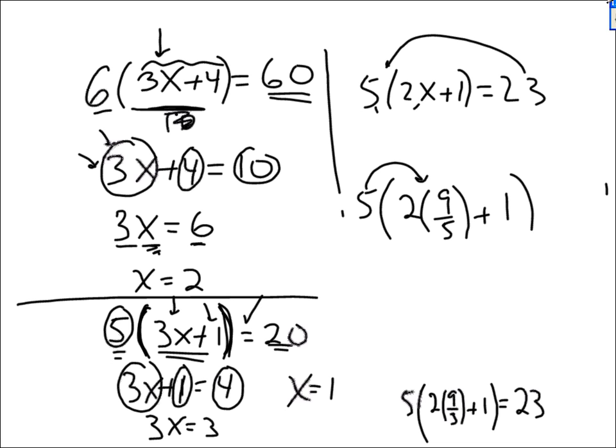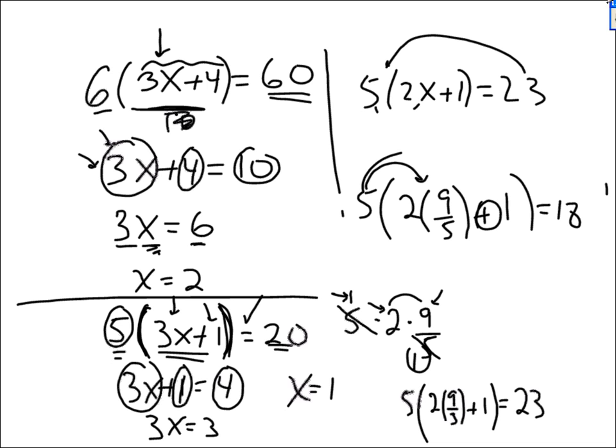Well, 5 times the first term. 5 times 2 times 9 over 5. Well, 5 in the bottom goes into 5 in the top evenly one time. 2 times 9 is 18. 1 times 2 times 9 is 18 over 1. That's 18. Plus, 5 times 1 is 5. 18 plus 5, yeah, got it. That's 23. So x does equal 9 over 5. Okay, go over this stuff. Good luck with it.